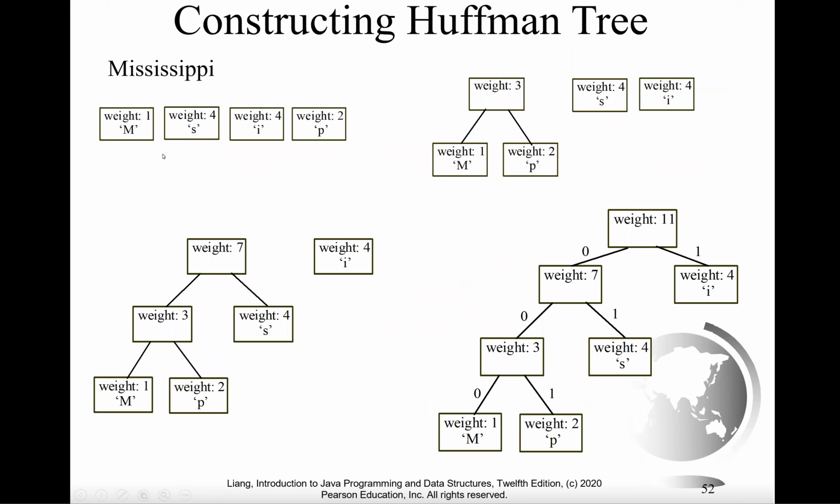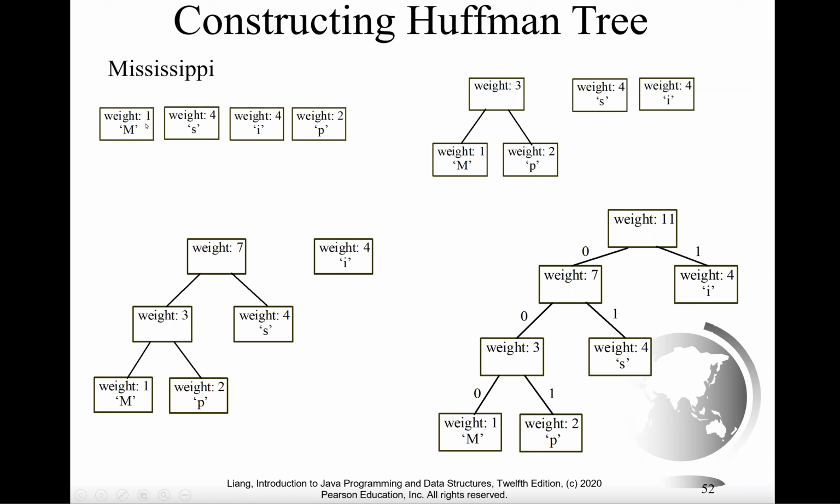Here's an example. We have this text Mississippi, and the frequency for M is 1, for S is 4, for I is 4, and for P is 2. So these are 4 isolated trees to begin with.